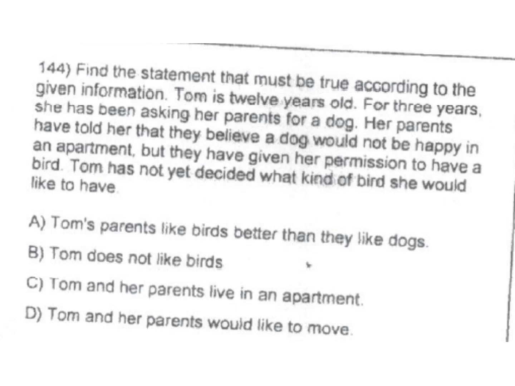Tom is 12 years old. For 3 years she has been asking her parents for a dog. Her parents have told her that they believe a dog would not be happy in an apartment, but they have given her permission to have a bird. Tom has not yet decided what kind of bird she would like to have. Option A: Tom's parents like birds better than they like dogs. Here nothing is mentioned about whether they like birds or dogs. They only said they believe a dog would not be happy in an apartment.